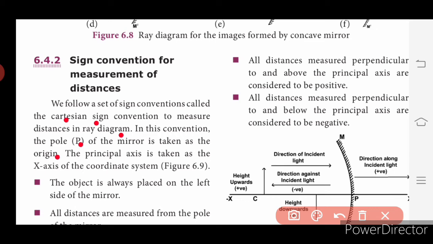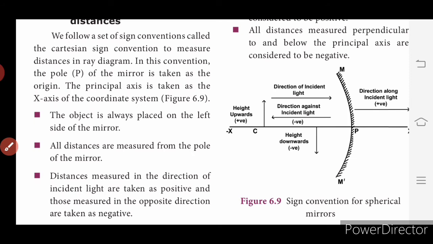Okay, the principal axis is taken as the x-axis in the coordinate system. So the object is always placed on the left side of the mirror. Where do we place the object? Always it has to be placed on the left side of the mirror. Then all distances are measured from the pole of the mirror, that is, from the center of the mirror to the object, the center of the object.